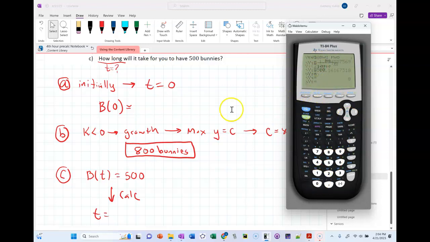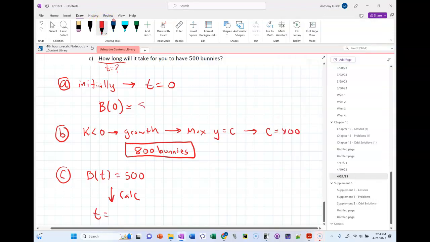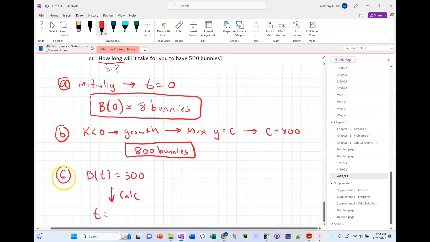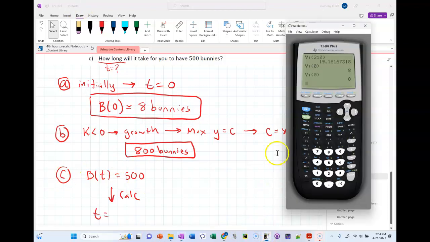But before I do that, let's answer part A. So I'm just going to do vars, y-vars, function y1 of 0. That's just going to plug 0 into B of t for me. And I get 8. So initially I must have had 8 cute little bunnies. Just a little bunny. Let's find out how long it took for those 8 little bunnies to turn into 500 bunnies.